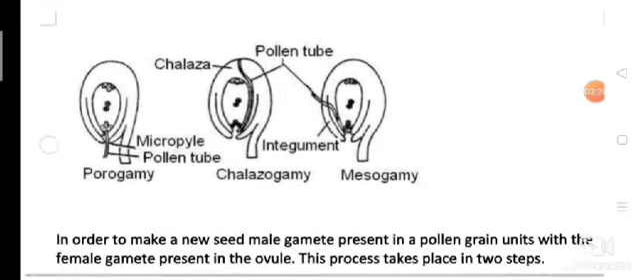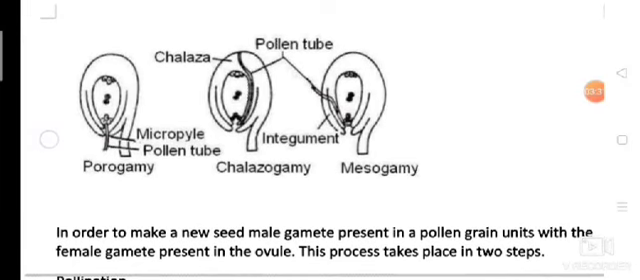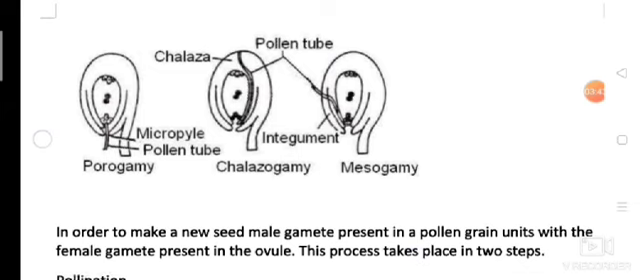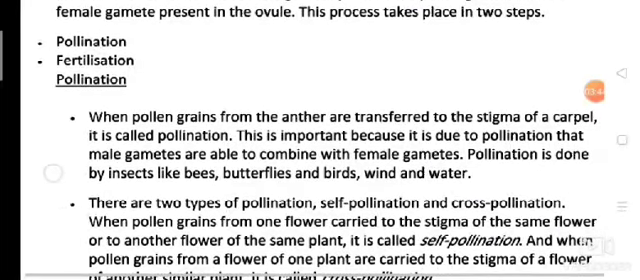In order to make a new seed, the male gamete present in the pollen grain unites with the female gamete present in the ovule. This process takes place in two steps: pollination and fertilization.